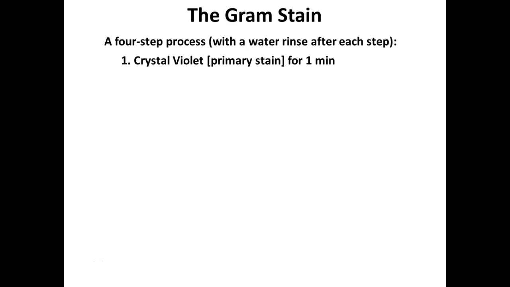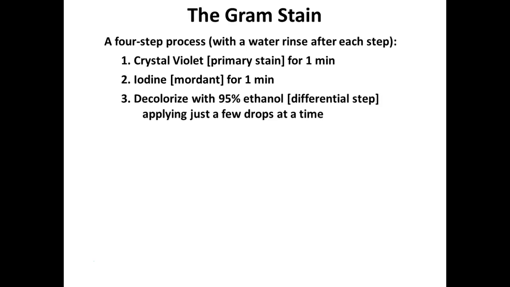Then you're going to rinse the slide. You're flooding the slide with crystal violet, and you're going to rinse it off with water. Then you're going to do the next step, which is applying iodine. And iodine, in this case, is a mordant. It adheres to the crystal violet. This, too, we're going to do for 1 minute. Rinse with water. And then we're going to decolorize using 95% ethanol. This is the differential step of this procedure and makes this staining procedure actually a differential stain.